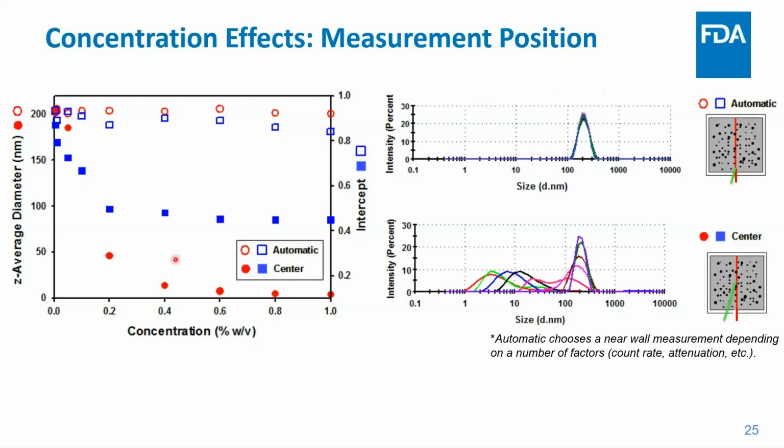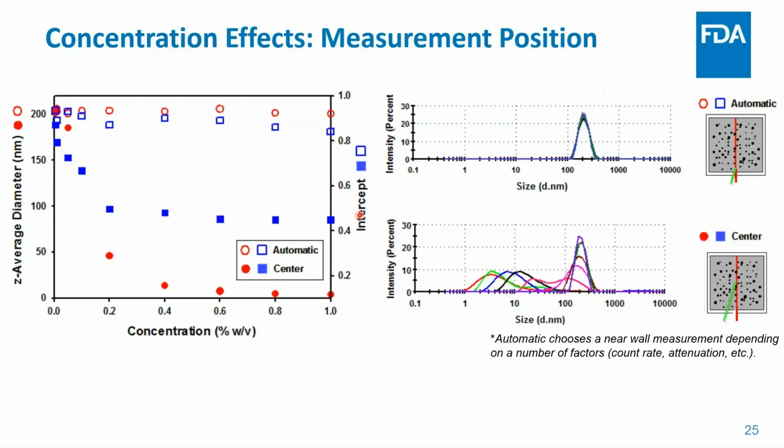And so what's important about this is that you can see that if you measure in the center of the cuvette for a highly concentrated sample, you start to see this multi-scattering effect and a big deviation in the Z average. And also you can see it in the reported distributions here, that with concentration, you get a wide variability in observed particle size. Whereas in this case, they're saying the automatic is using a position near the wall. You get consistent results, which is much better.